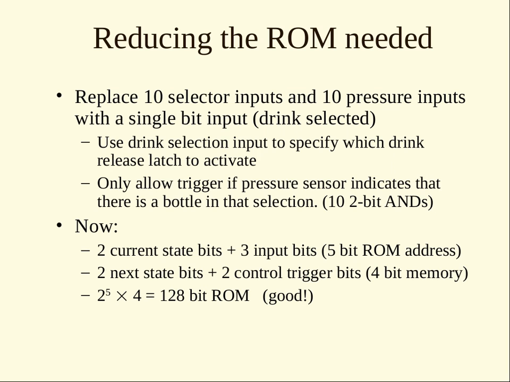If you do that, then you have your two state bits plus 3 inputs: refund, drink select, and a coin trigger. So those are your 3 inputs. So it's a 5-bit ROM address. Well, that's a lot easier going into that decoder. And then next state is just your next state, and then 2 control trigger bits, refund or give them the drink. And then we'll figure out which drink that was later. So it's 4-bit. So 2 to the 5th times 4 is a 128-bit ROM. All right, that's pretty cheap.